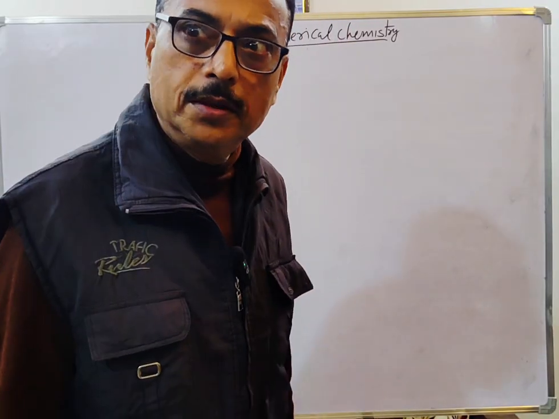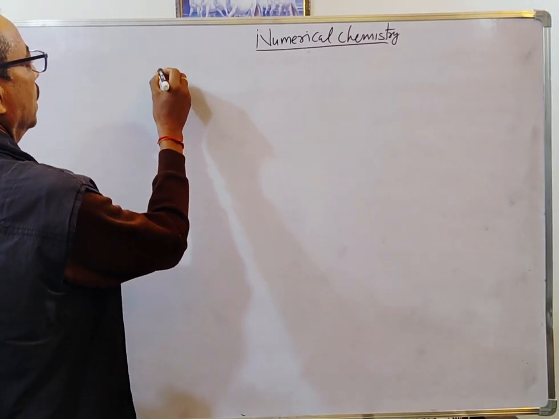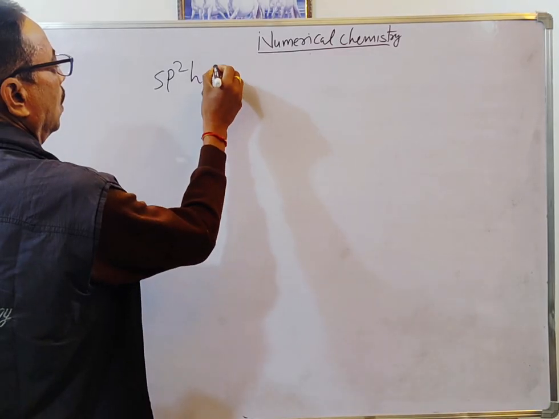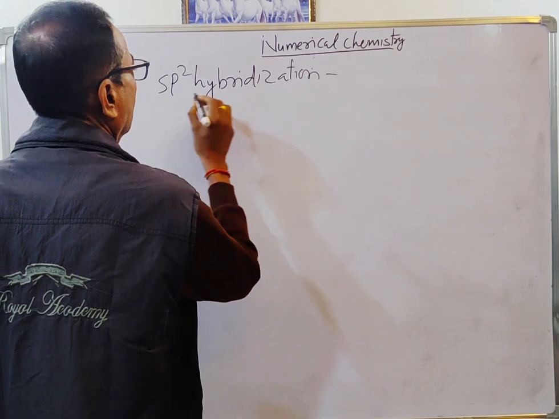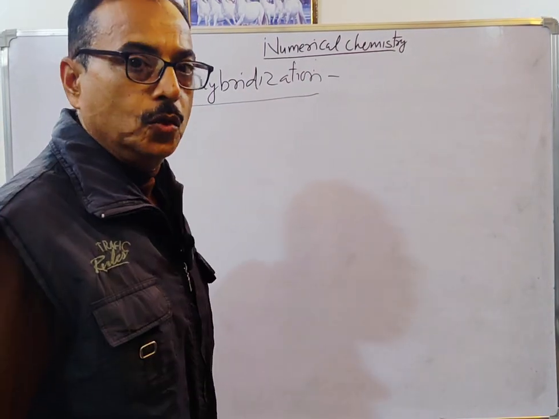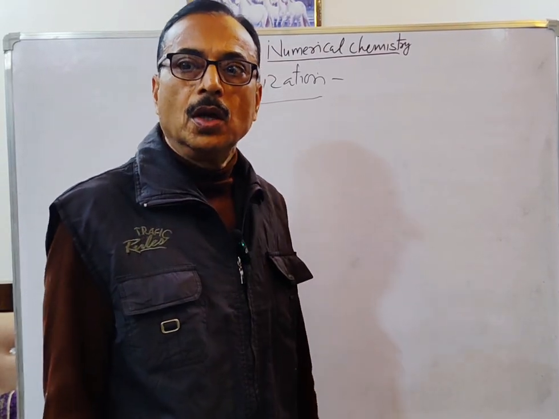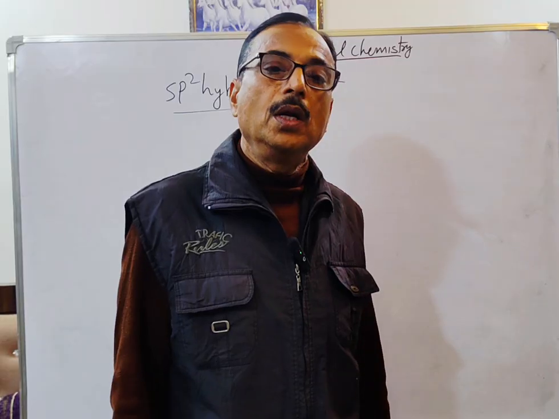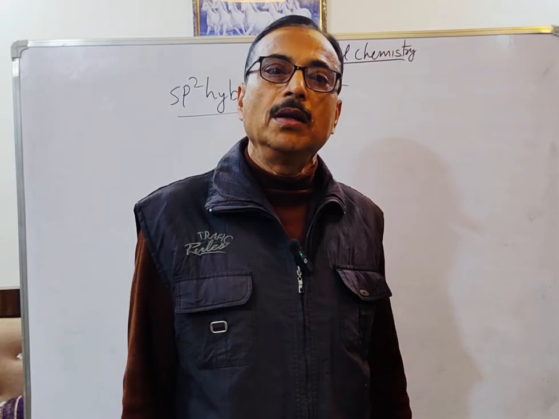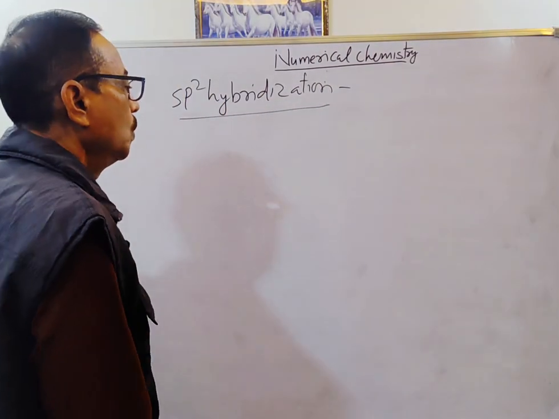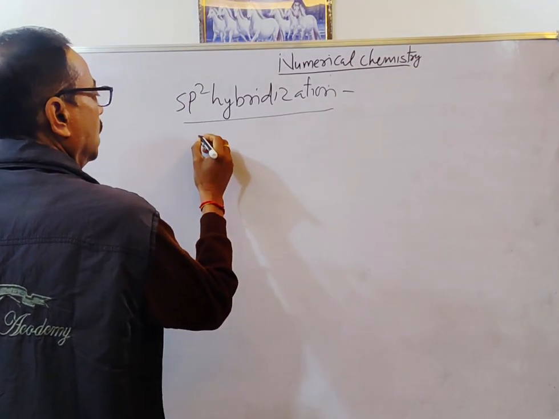So let us start sp2 hybridization. As you know, hybridization is a process of mixing of unequal energy orbitals and formation of the same number of orbitals of the same energy level. I have told you this earlier.